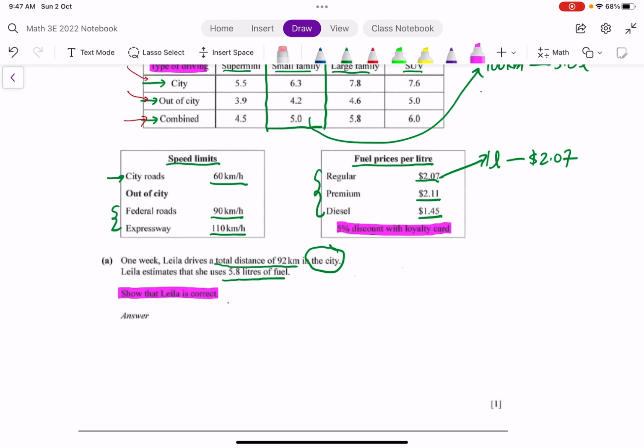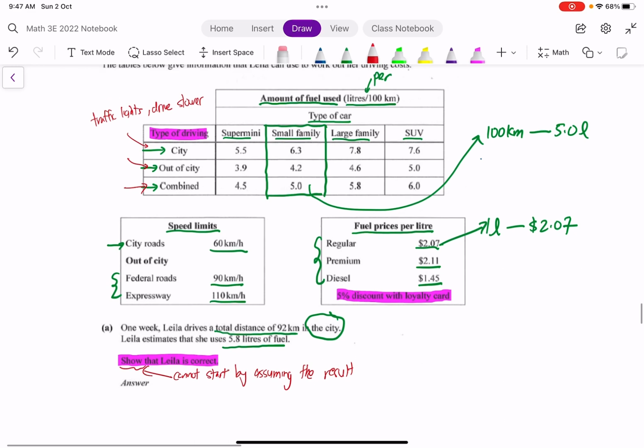Just recall that if they ask you to show, you cannot start by assuming the result. So you cannot use the fact that Layla used 5.8 liters of fuel. You cannot start with it. You have to conclude with it. Okay, so let's go back to the information that we are given.